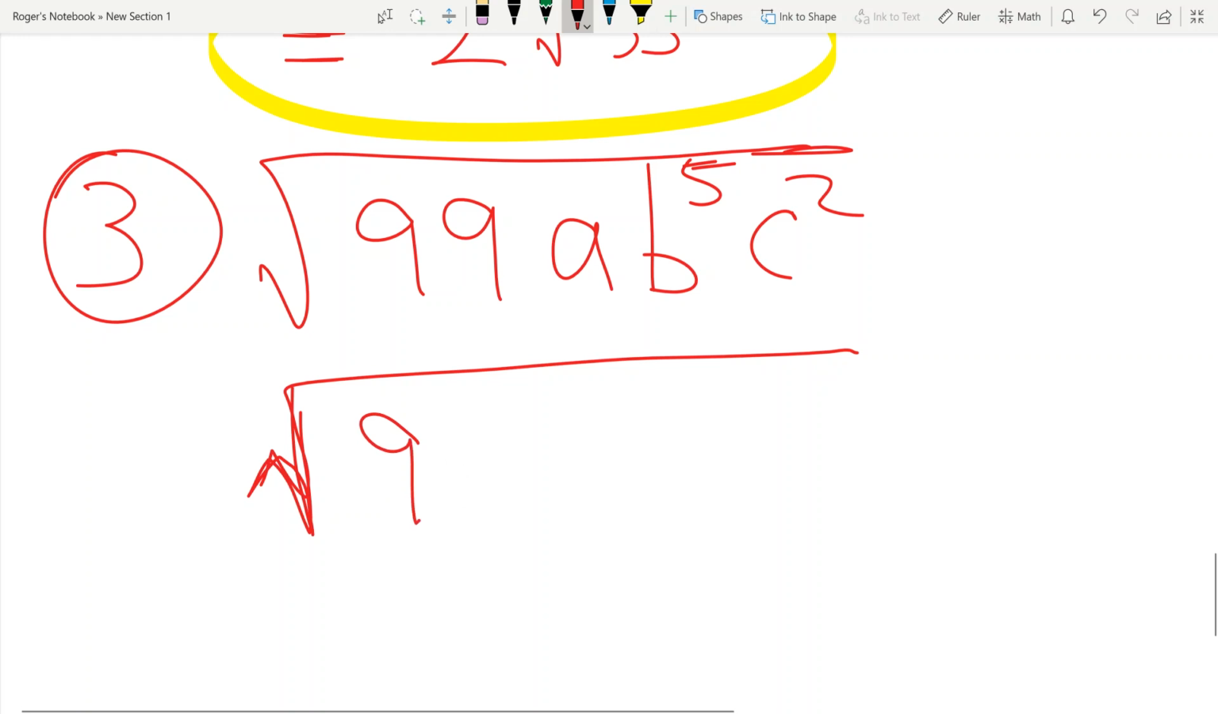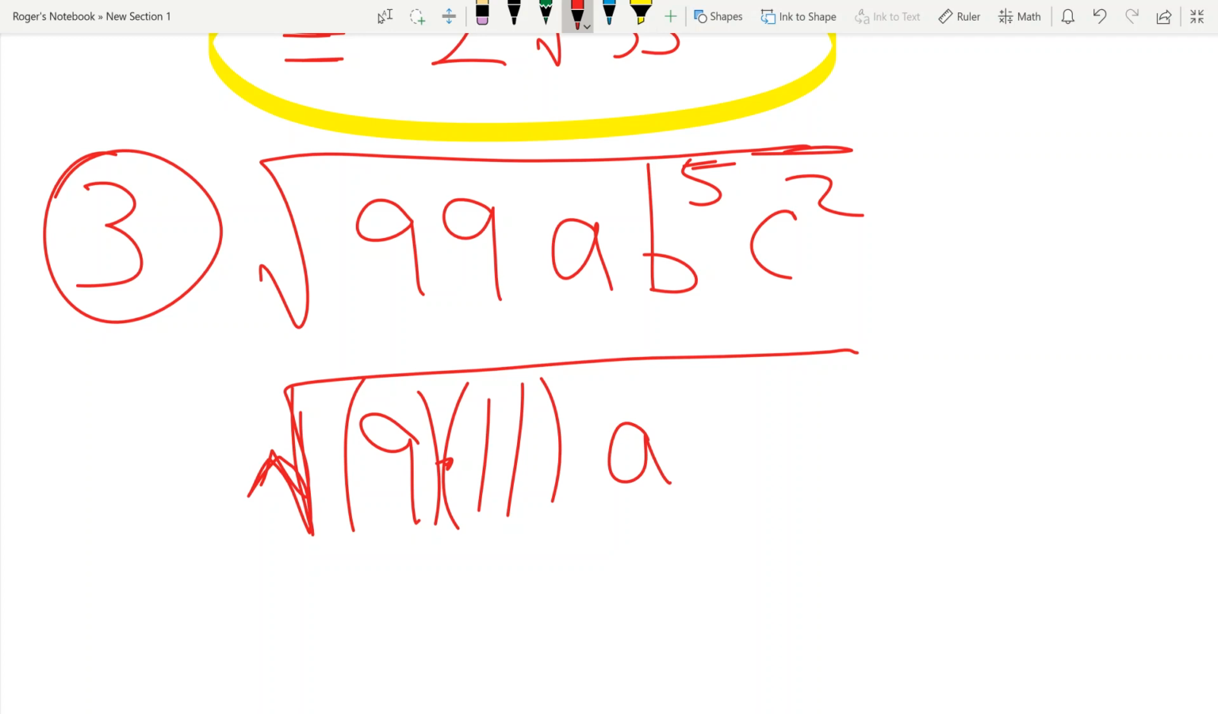9 times 11. Okay? I'll put those in parentheses. It's a little more clear. 9 times 11 is 99. And then we have a. And b to the 5th can be written as b to the 4th times b, and then c squared.